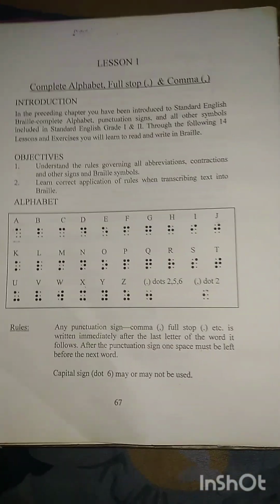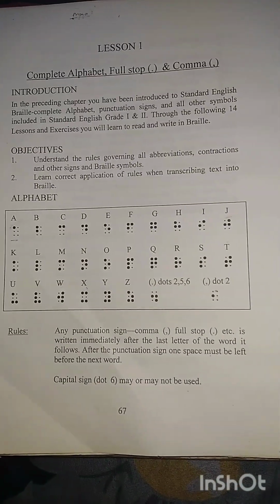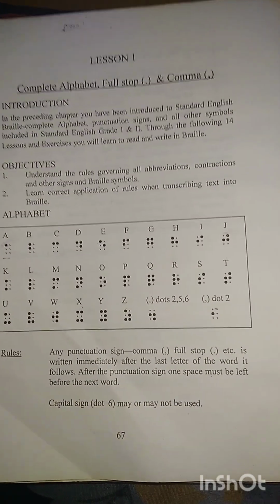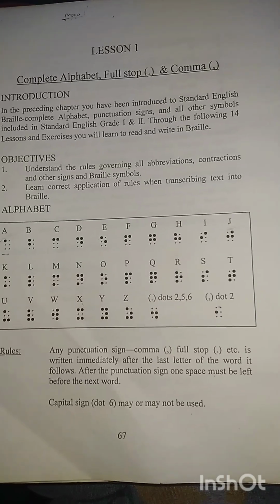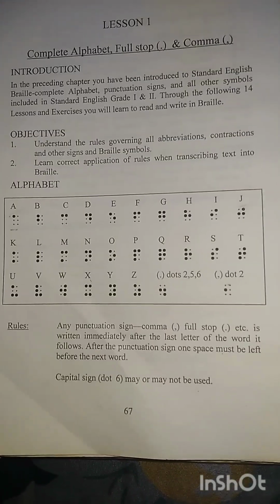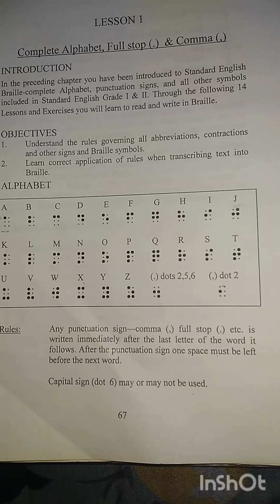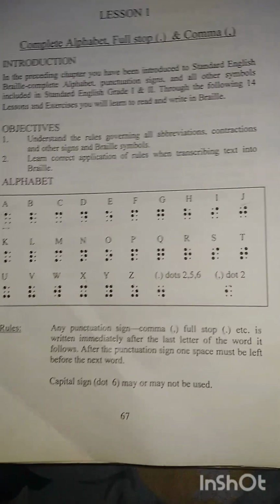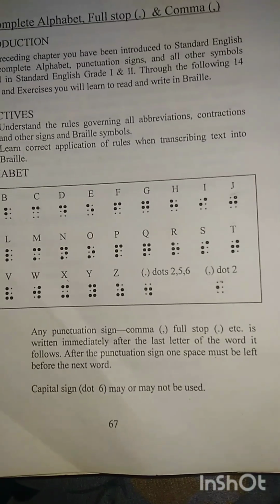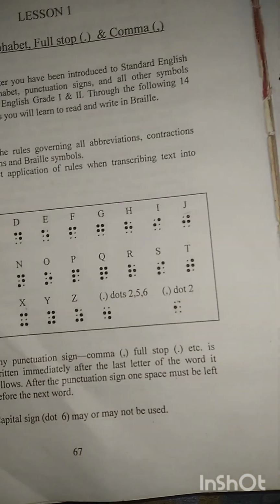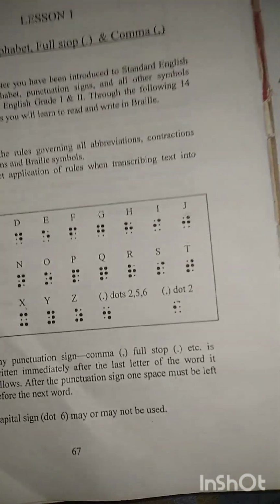Now the rule is that any punctuation sign, comma, full stop, etc. is written immediately after the last letter of the word. Following the punctuation sign, one space must be left before the next word, okay. Here, for the capital sign we will put dot 6. If you revise your chapter, I just told you in the last class about the capital sign: if you start writing and there is a capital letter, you have to put a six dot, and that will indicate it was a capital letter.